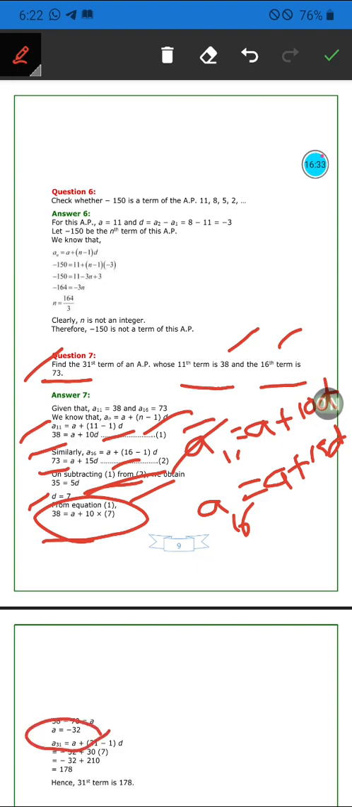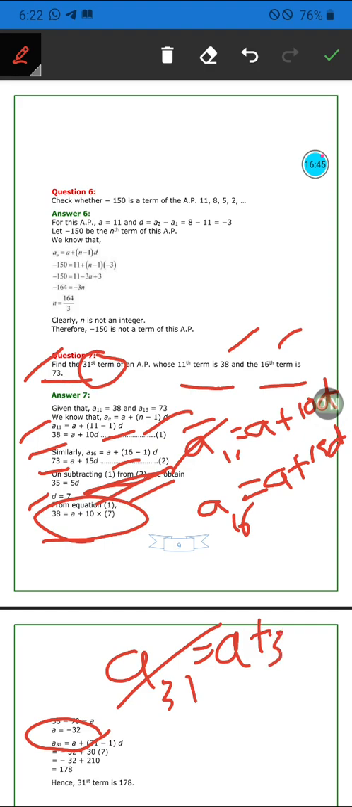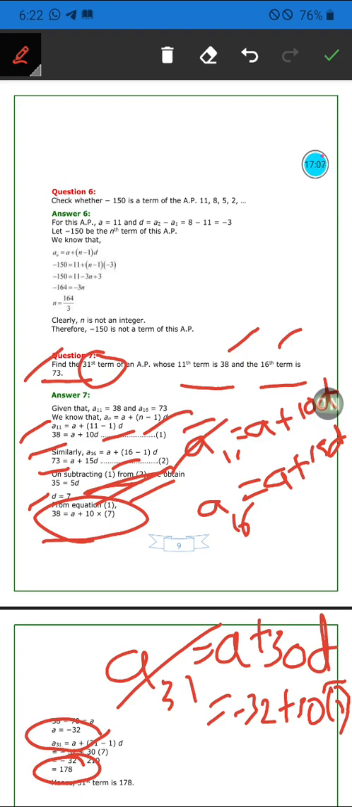Put this in. What we have to find is the 31st term. So what is the 31st term? A31 means A plus 30D. What is the A value? A value is minus 32 plus 30 into D. D is 7, no? So 30 into 7 is 210. 210 minus 32, what does it become? 178. So the 31st term becomes 178.